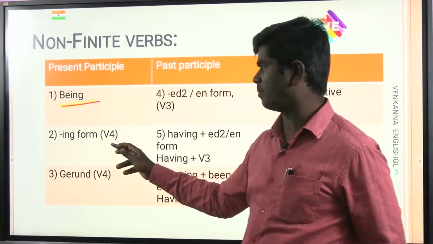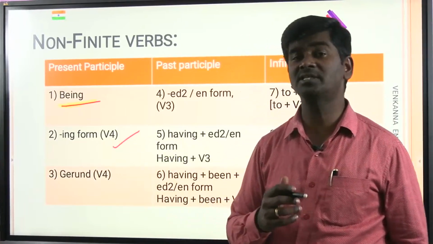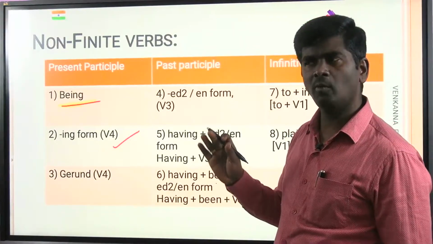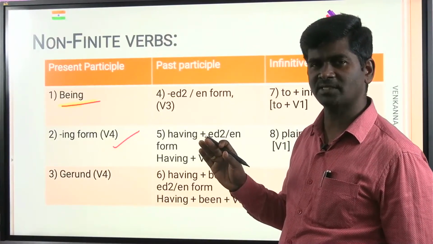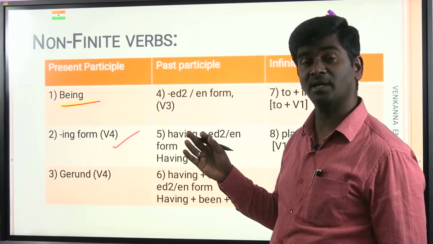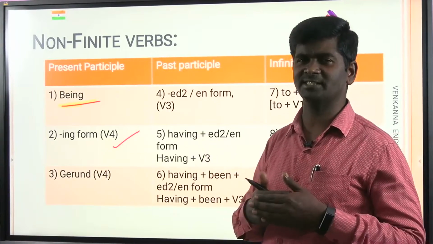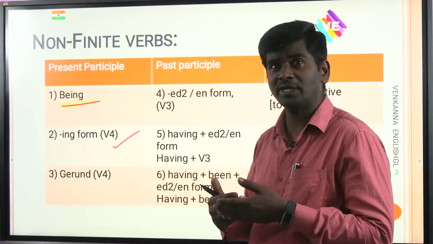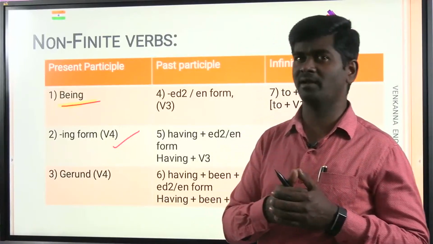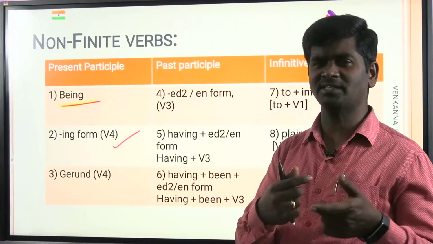Second, ing form, which is also called present participle. So what are the contexts for using this present ing form? This can be used in 2 ways. One, as an adjective, two, to combine sentences. So how can you use it as an adjective? How can you use this to combine sentences?